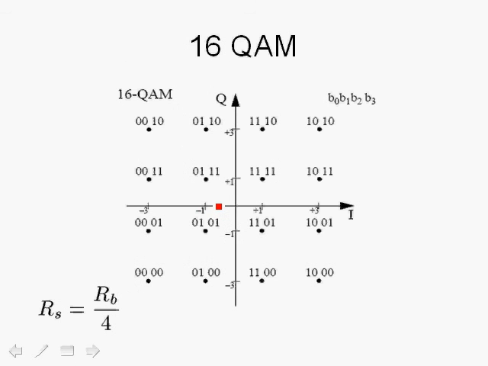Now let's go to the case where we actually have 16 constellation points. So this is called 16 QAM, or quadrature amplitude modulation. Since we have 16 points, each point can represent 4 bits. So we have 2 to the 4 or 16 possibilities. In this case, every 4 bits is mapped to a symbol. So the symbol rate is the bit rate divided by 4.